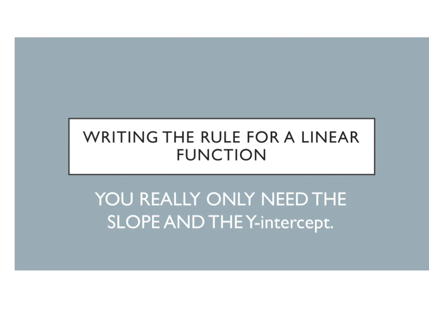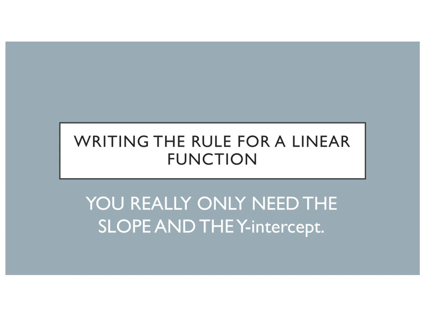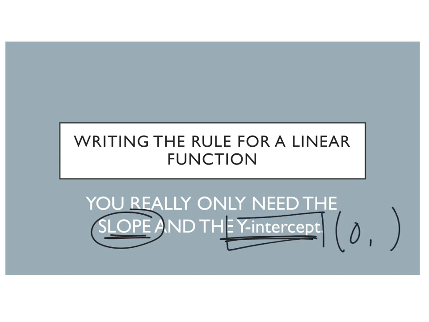So this video is going to help us to write the rule for linear functions. And once you recognize you really only need two pieces of information and know where to put them in the equation, it's really not that difficult. You need to know the slope, and you need to know the y-intercept. So you need to know how fast it's growing and where it crosses the y-axis when x is 0.